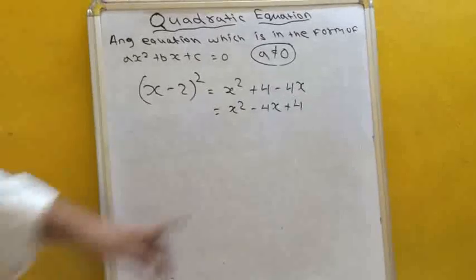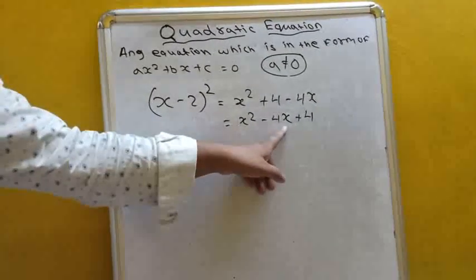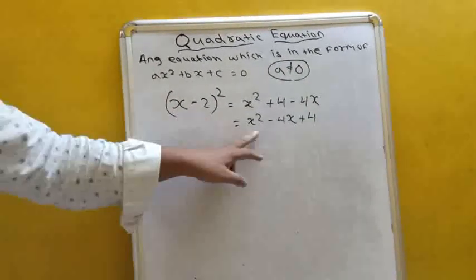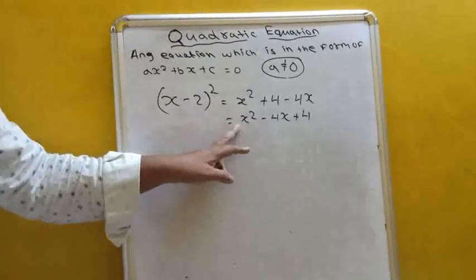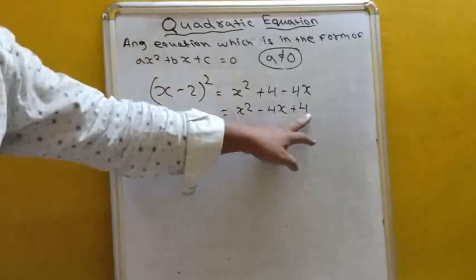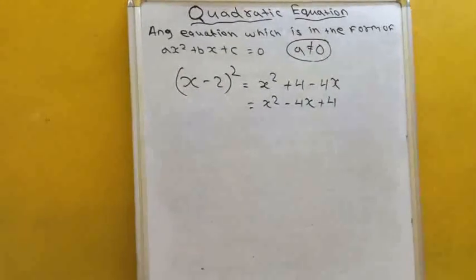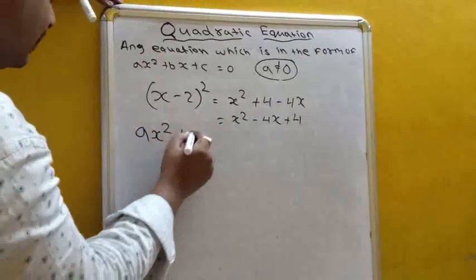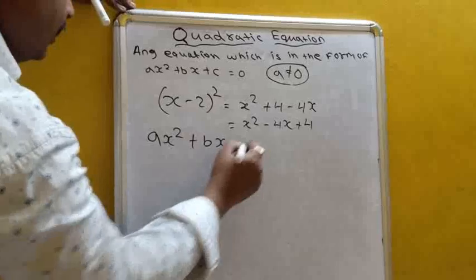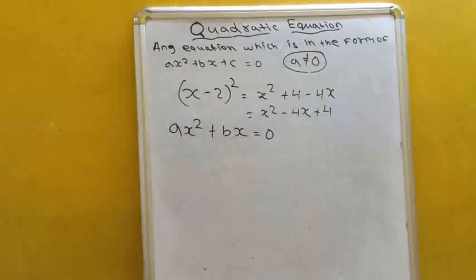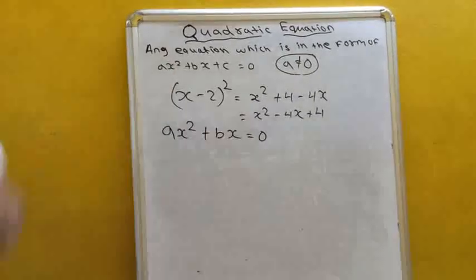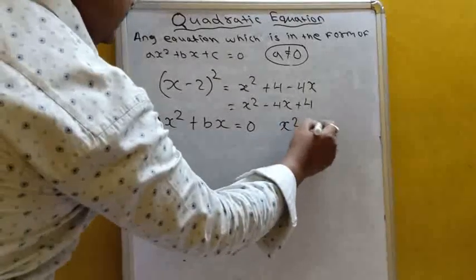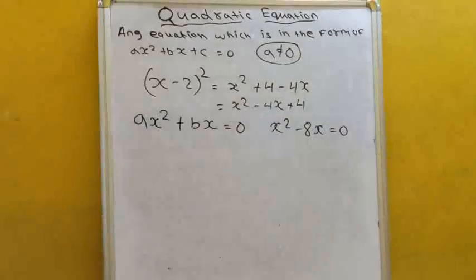Here x square is coming, x is coming, after that a constant is coming. Before x square, 1 is there. Before x, minus 4 is there. And another one, 4 is there. This one is also a quadratic equation. Otherwise, ax square plus bx is also a form of the quadratic equation. For example, x square minus 8x is also a quadratic equation.